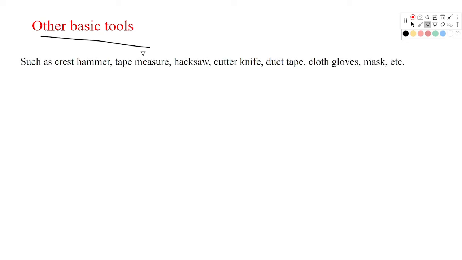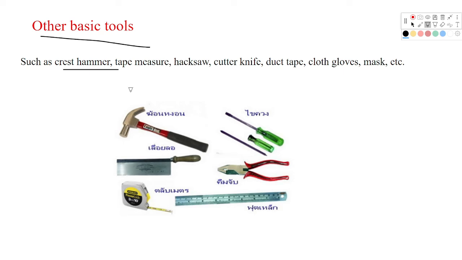Then number 4, we have other basic tools, such as the hammer. Let me just put a picture. We also have tape measures. This is a tape measure. This is a hammer. This is a hacksaw over here, no, this is not a hacksaw actually. I don't know where the hacksaw is. I didn't put a picture of a hacksaw, but we also have a hacksaw.